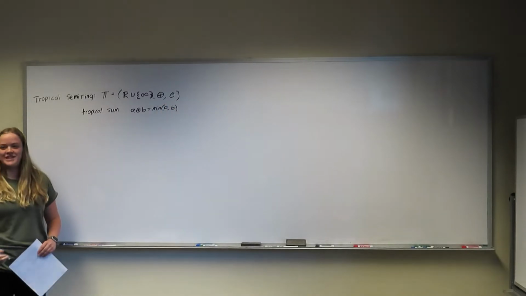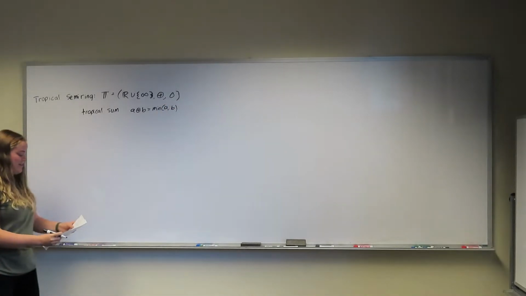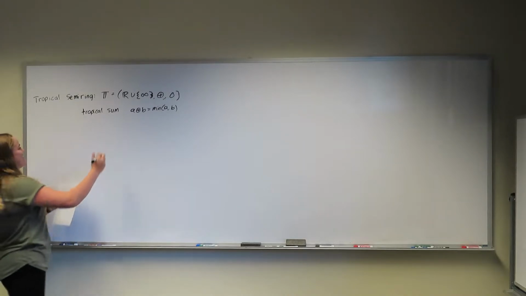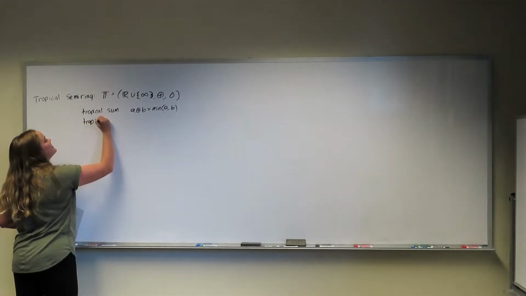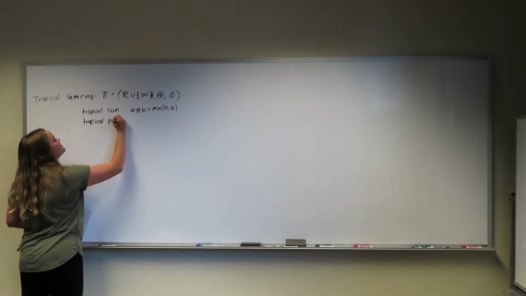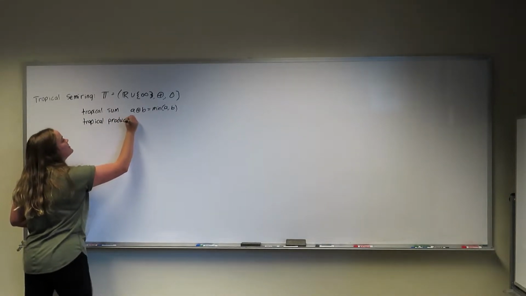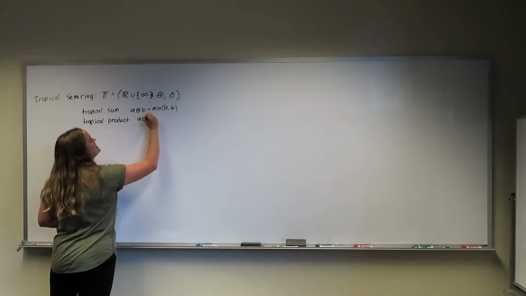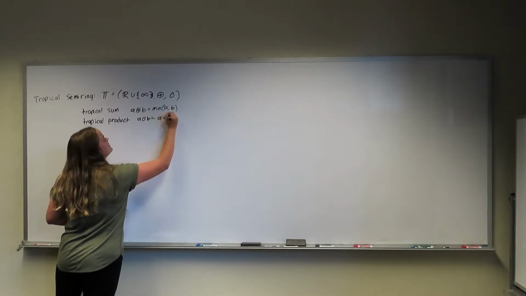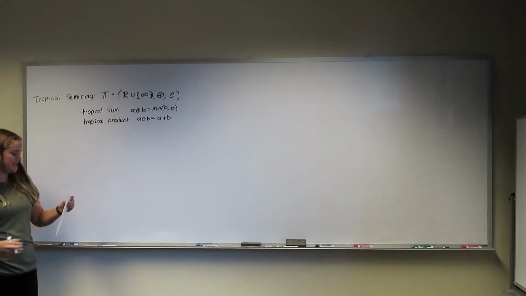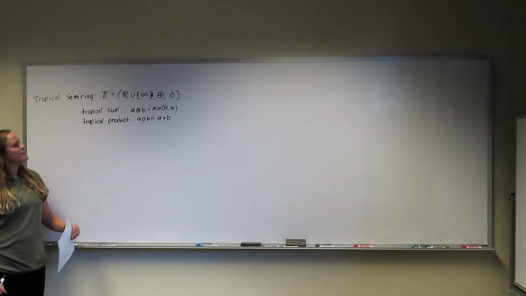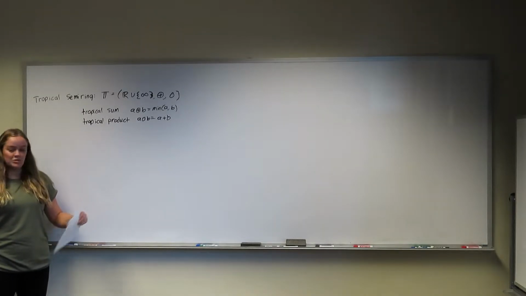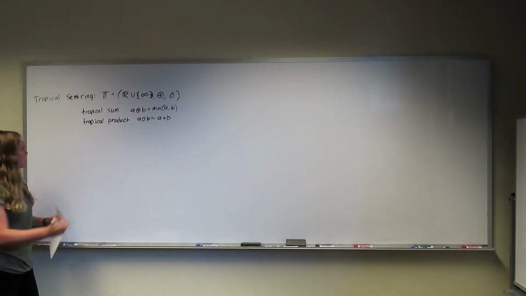Last time I talked, I used maximum. You can use whatever you want. Today we're going to use minimum. And then the tropical product A times B is A plus B. Note that the additive identity is infinity and the multiplicative identity is 0.